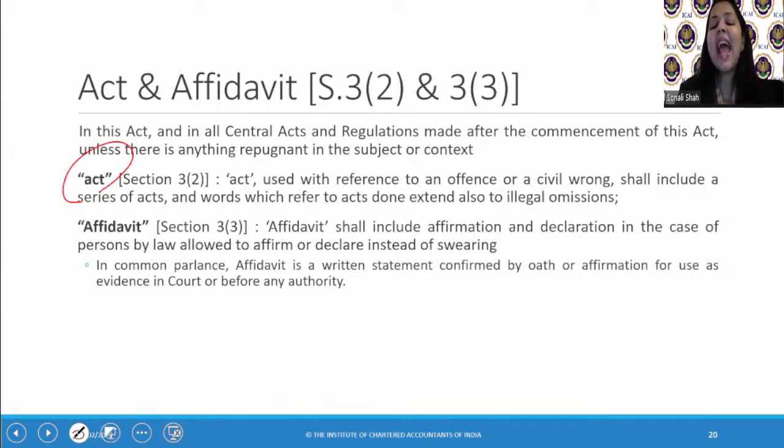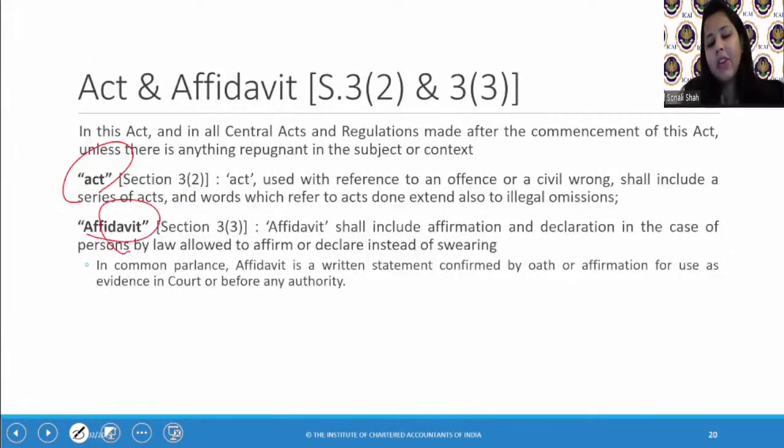An act means an action, correct? So it can be an offense or a civil wrong, it can be a series of actions. An action or omission, both are considered as the act. So let's say it is your responsibility to file return. You did not file return. So what is it? It is an omission on your behalf. Correct? Or you did not take the action. So the action, the omission, both are contained in this definition.